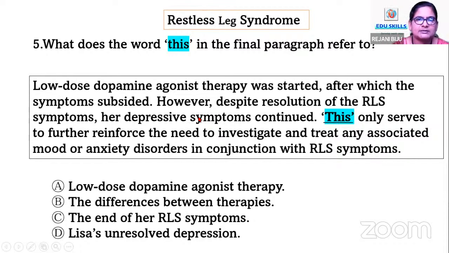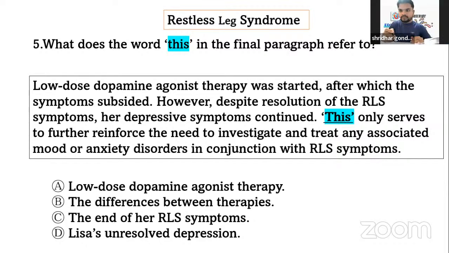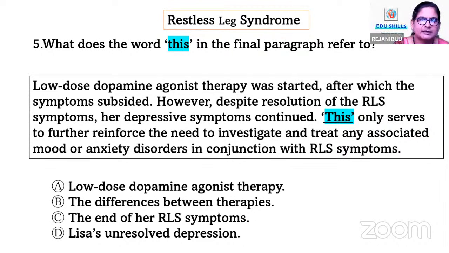Despite resolution of the RLS symptom, that is a dependent clause. Her depressive symptoms continued. That is an independent clause, and the subject will almost all the time be in the independent clause. Sometimes it is mentioned in both, but here it is mentioned here. Her depressive symptoms continued is the independent clause.